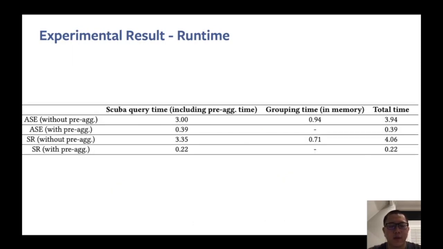Now let's look at the runtime reduction from the pre-aggregation step using Scuba. With the pre-aggregation, you can see the runtime could be reduced by 10 times or 20 times depending on which dataset we're looking at. So it also depends on the nature of the dataset.